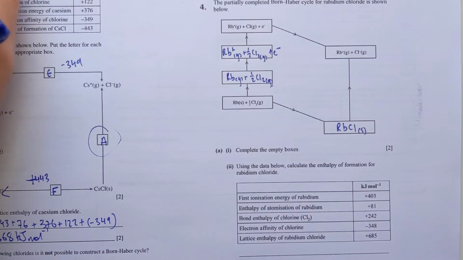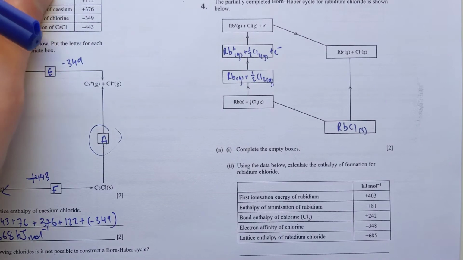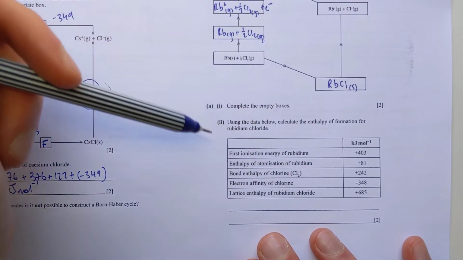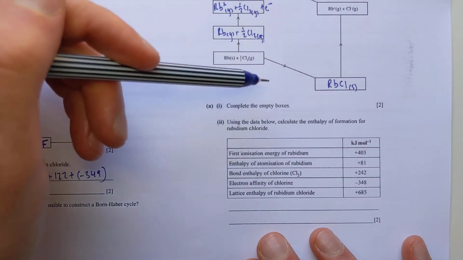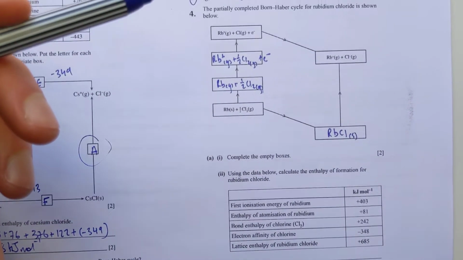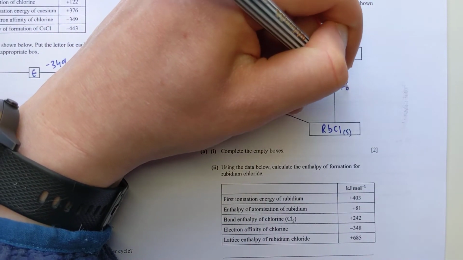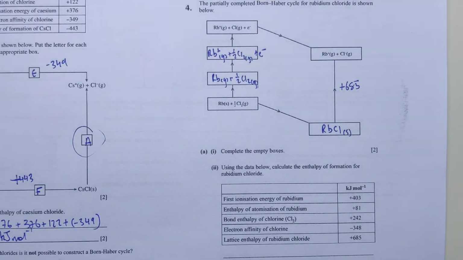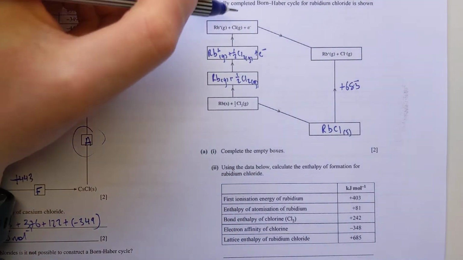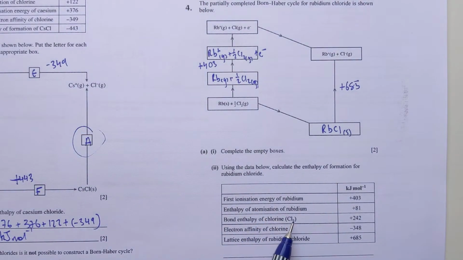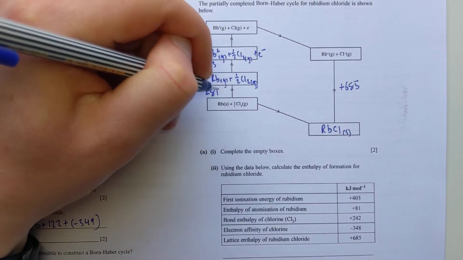So the final part of the question, using that below, calculate the enthalpy of formation for rubidium chloride. For this one, definitely it's going to be hard unless you keep track of the numbers. So I'm going to put them again on the cycle from what I know. The lattice enthalpy at the bottom, plus 685, that's going to go here. We'll also be given first ionization energy of rubidium, that is this change here, it's plus 403. Enthalpy of atomization of rubidium is plus 81, that's the first step we did.